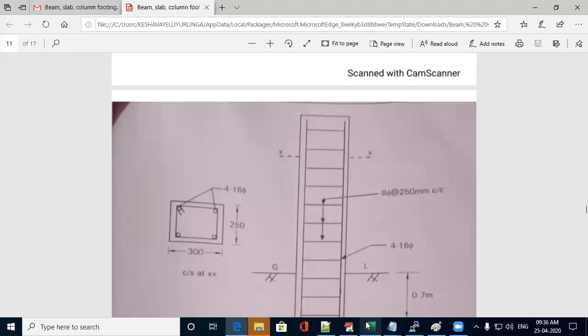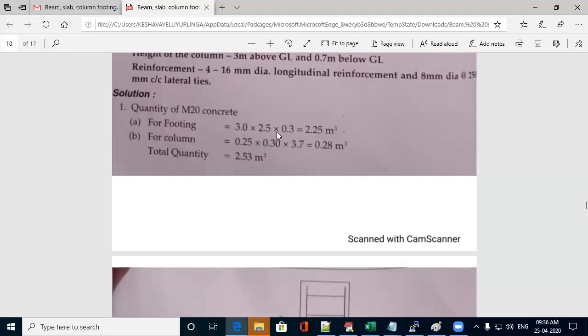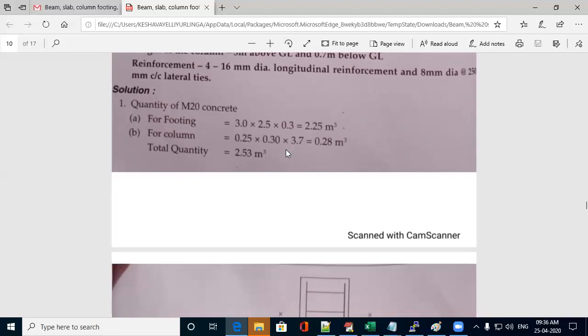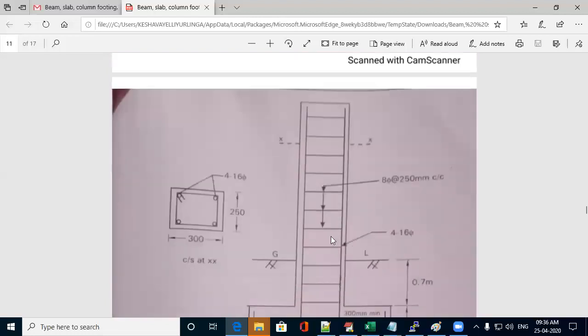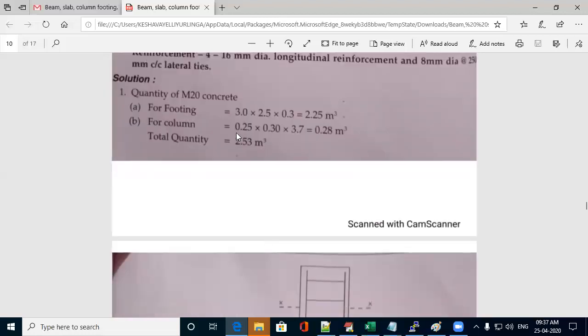First, let us do the calculation of concrete. For the footing, it is of size 3 meter by 2.5 by 0.3 meter, that is 2.25 cubic meter. For the column, it is 0.25 by 0.3 by 3.7. 3.7, why? Because above the ground level it is of height 3 meter and below the ground level it is of height 0.7 meter, so it comes to 3.7 meters. So totally you will get 2.53 cubic meter. This is the total quantity of concrete required for the construction of isolated column footing along with the column.